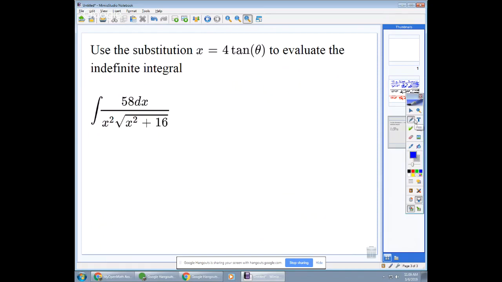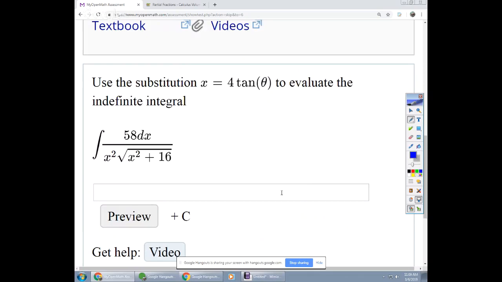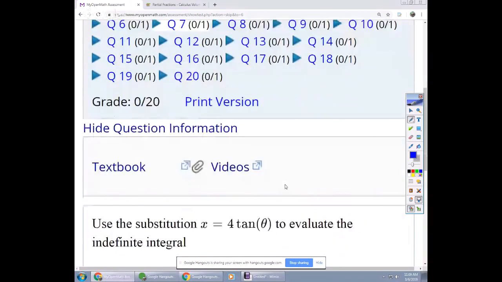What's number 7? Good question. This is number 7, correct? Thank you.